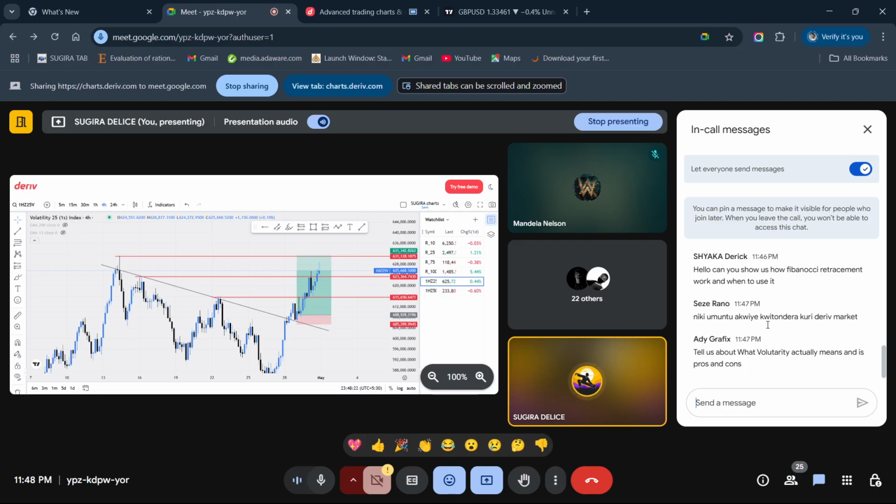Someone just asked what you should be careful about when it comes to the derivative market, when it comes to volatility indices and trading synthetic indices. Derivative market, he simply meant volatility indices. So tell us what volatility actually means and what the pros and cons of it are. Yeah, I'm gonna talk about it.